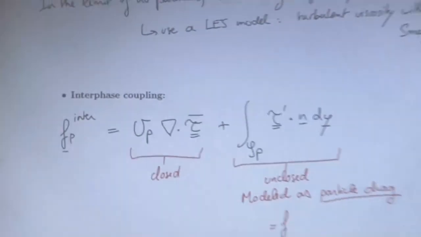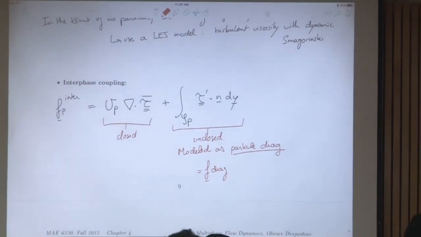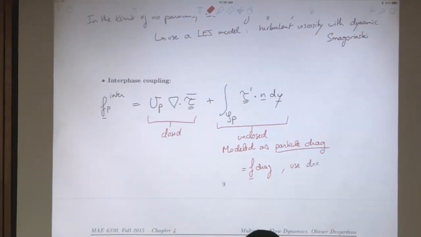So here, I'll just say it's modeled as particle drag. So this is equal to F drag, and that's it. And so here we're going to use drag laws, or drag correlations.